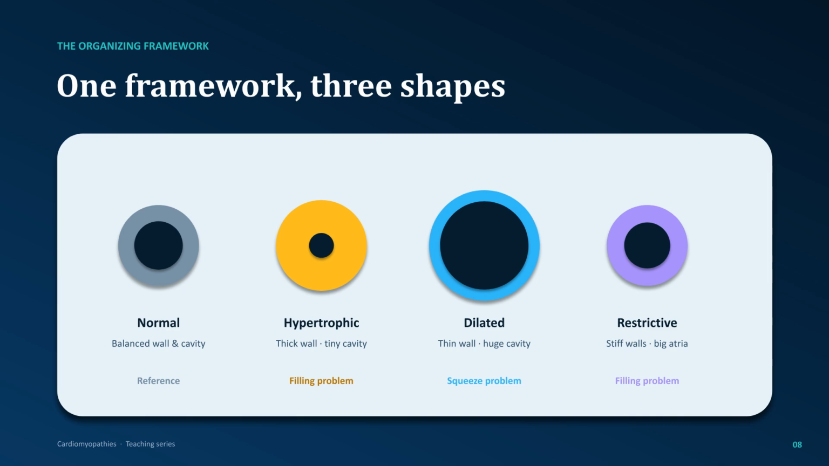To organize these diseases, we use a 4-shape framework. There is the normal heart, the hypertrophic heart with thick walls and a tiny cavity, the dilated heart with thin walls and a huge cavity, and the restrictive heart with stiff walls. Recognizing these shapes is key to understanding the underlying mechanical problem.